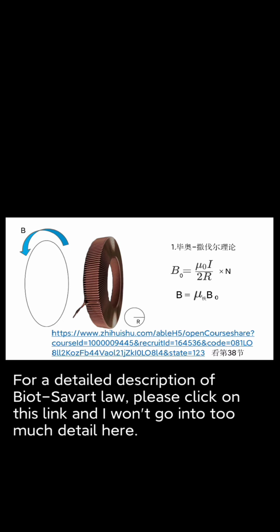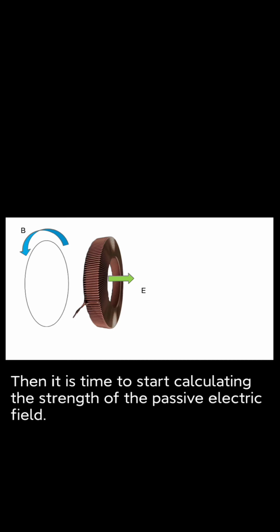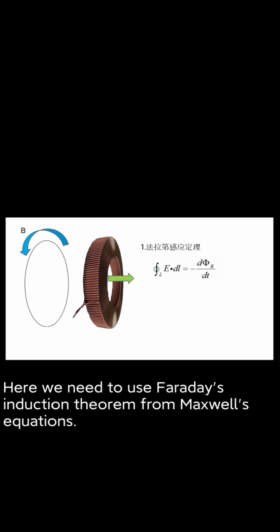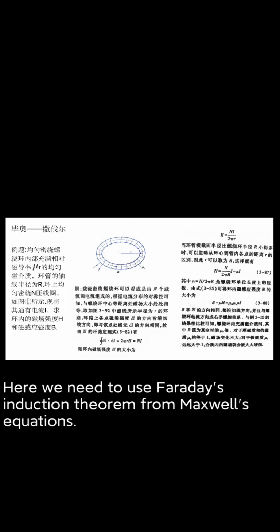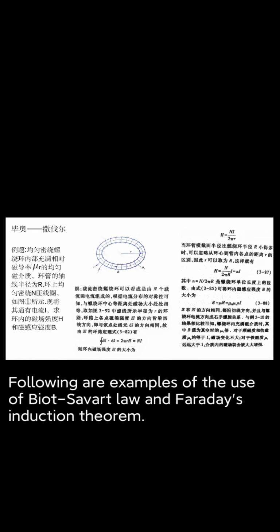For a detailed description of the Biot-Savart law, please click on this link, and I won't go into too much detail here. Then it is time to start calculating the strength of the passive electric field. Here we need to use Faraday's induction theorem from Maxwell's equations. Following are examples of the use of the Biot-Savart law and Faraday's induction theorem.